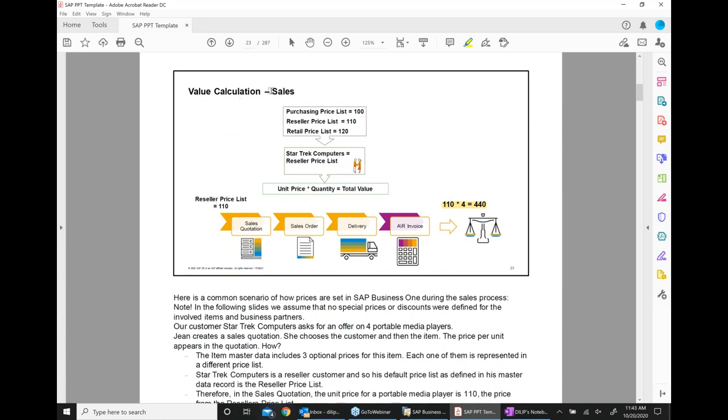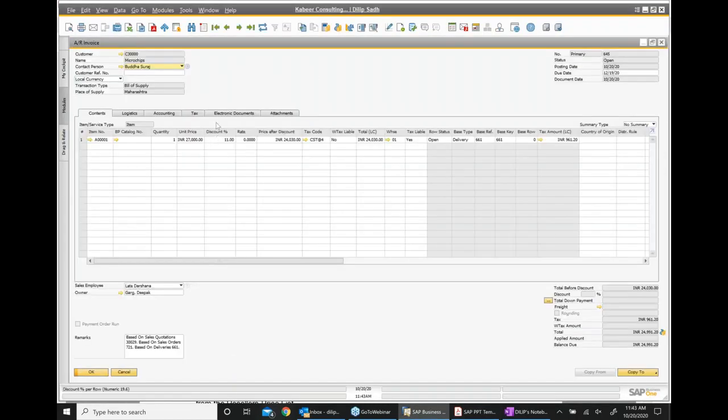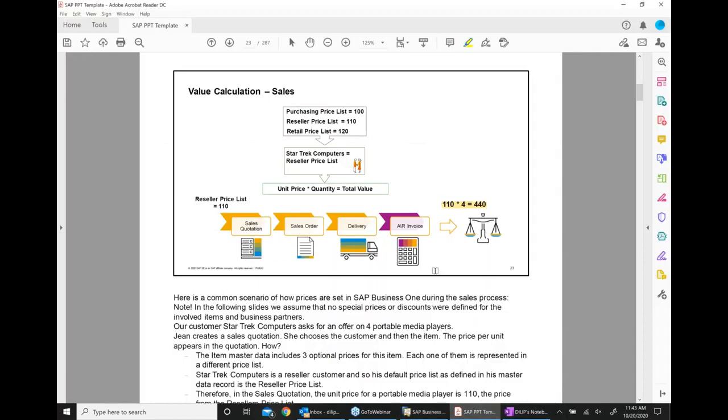How does the system calculate the value? It's simply quantity multiplied by price. So we see how the system determines the price. Basically, the system takes unit price multiplied by quantity. If there is any discount, that becomes my net. That is how the system calculates my total sales value.